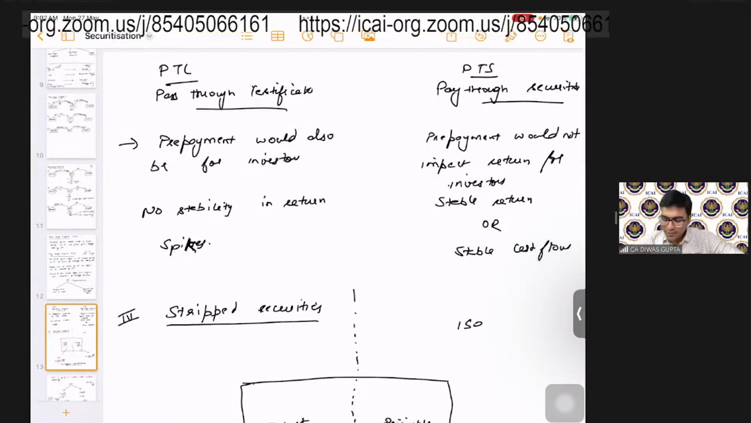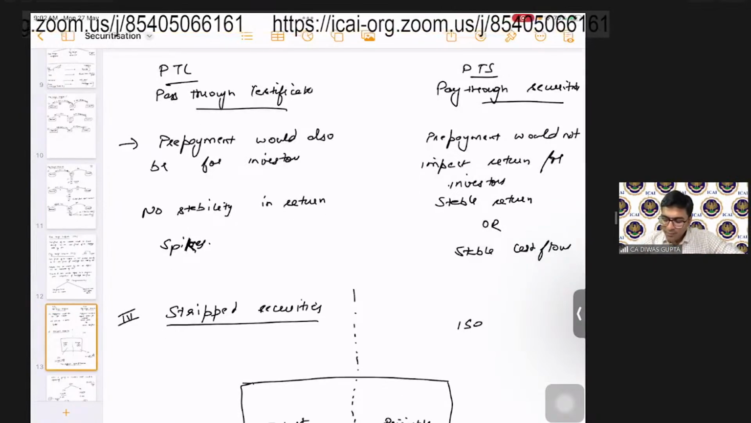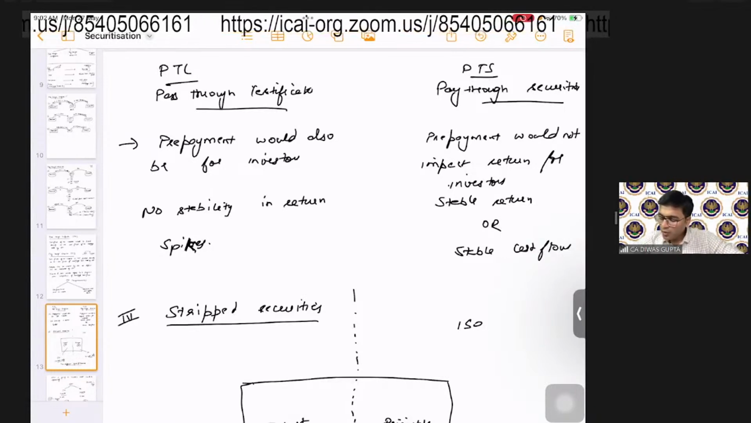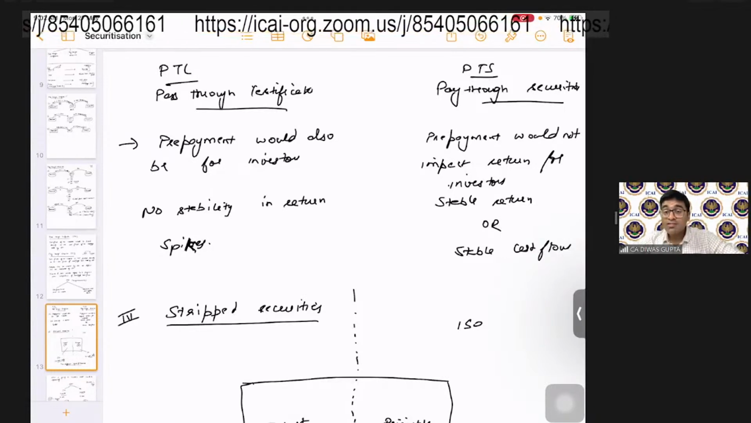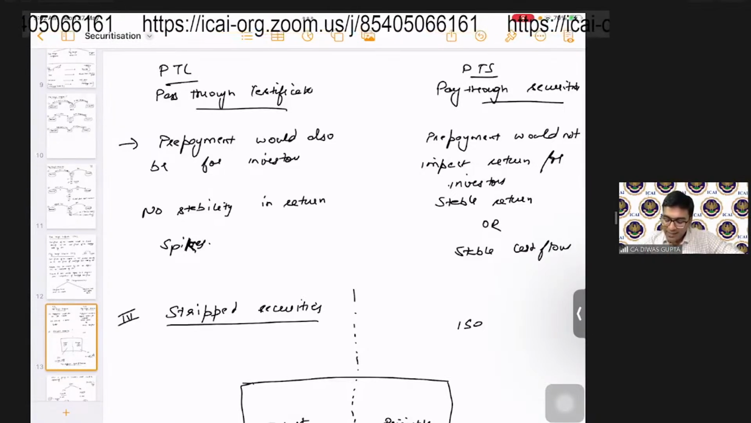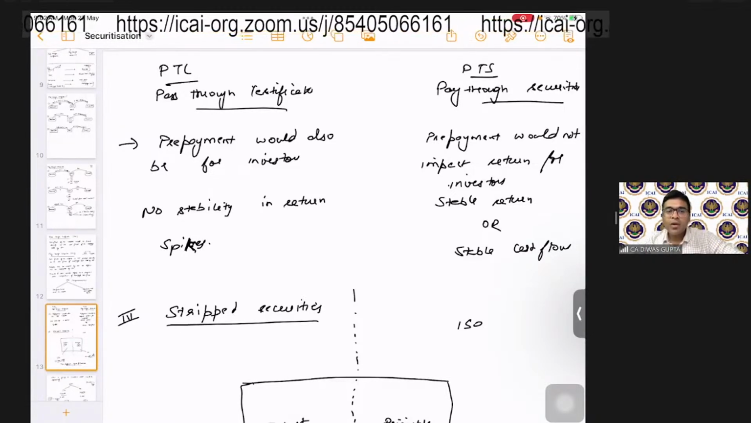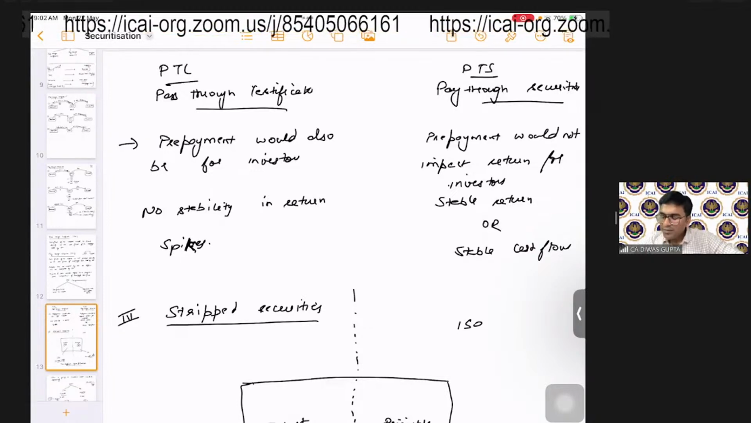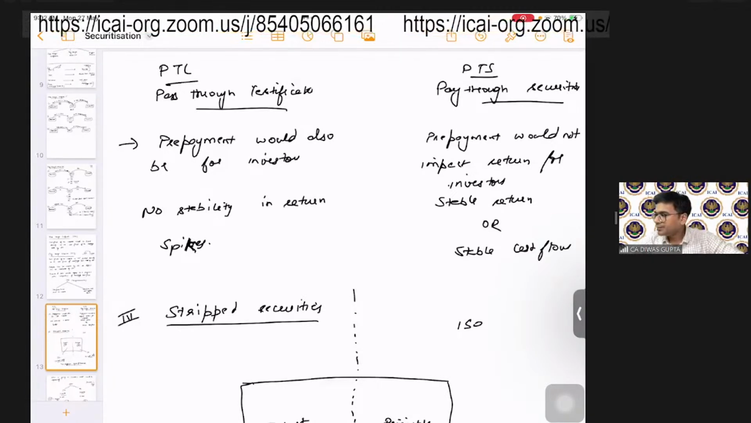Okay, let's see the difference. Pass-through certificates, prepayment would also be for the investor. Pay-through securities, prepayment would not impact return for investors. This will be invested by the SPV itself. For PTC, no stability in return or spikes. And PTS, it's a stable return or a stable cash flow.